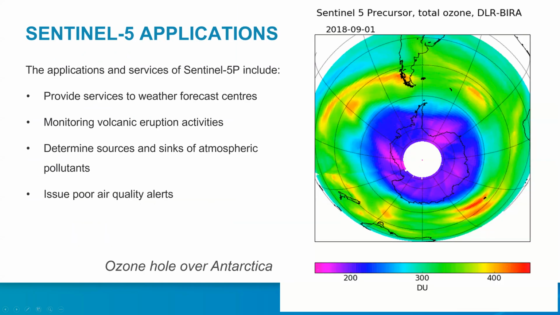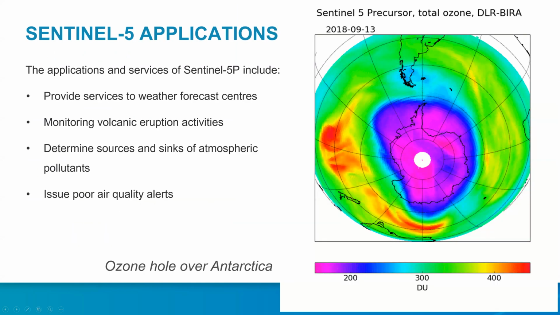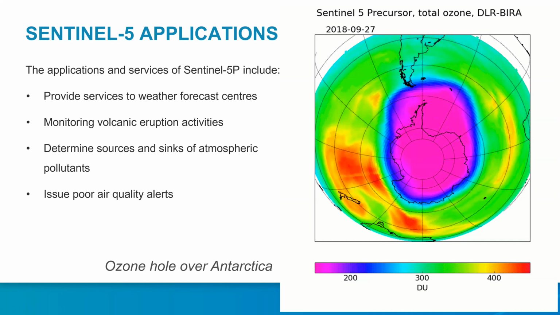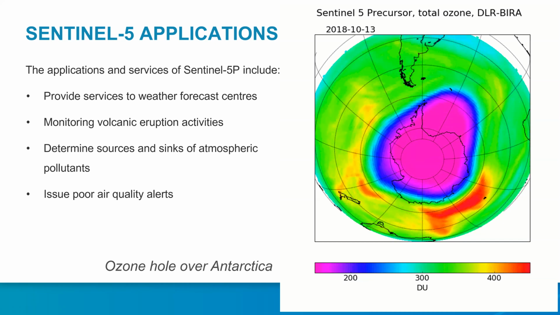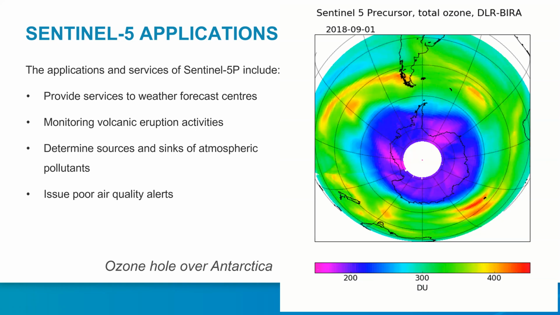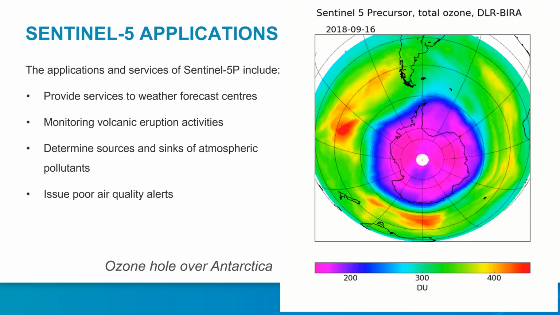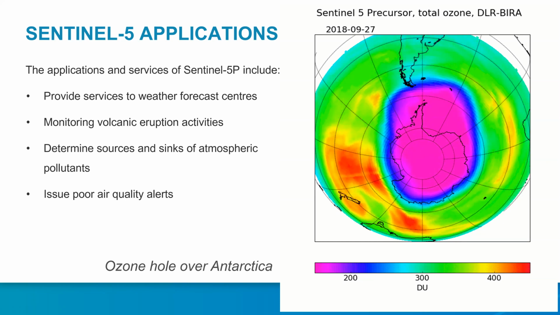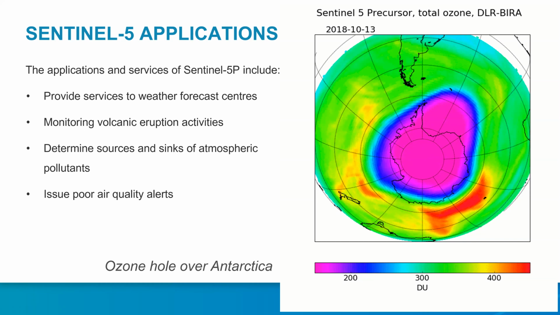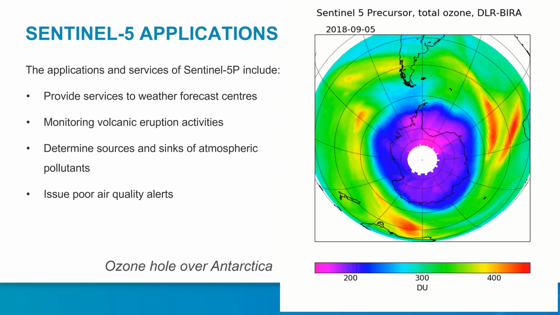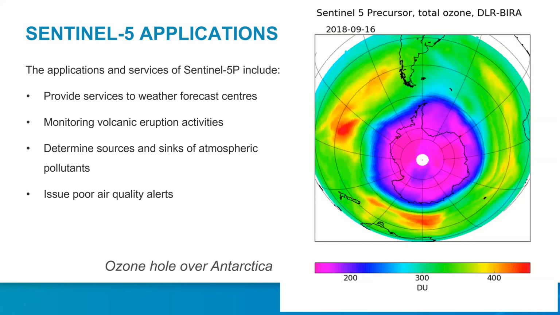So Sentinel-5P helps address environmental concerns such as the quality of the air at the Earth's surface, which is impacted by aerosols, ozone and other reactive gases such as nitrogen dioxide, affecting human health and life expectancy and the health of ecosystems. So this GIF here shows total ozone and the ozone hole over Antarctica in 2018.